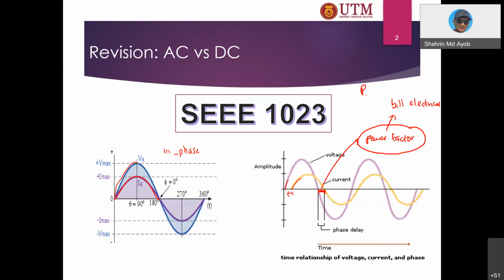This is related to P, Q, and also S. So this is the AC power. It is more complicated compared to when you analyze a DC circuit.